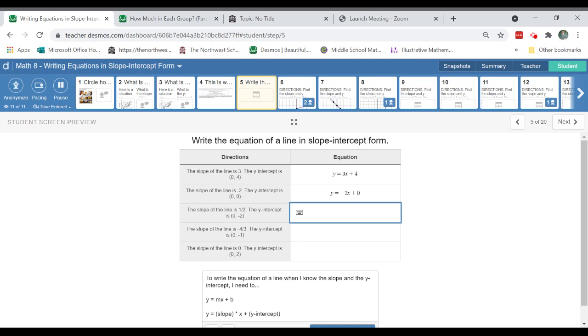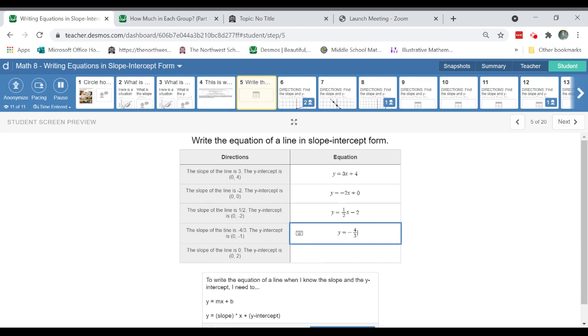Slope of the line is 1/2. The y-intercept is (0, -2). Y equals 1/2 x. And then you could do plus -2 if you wanted to. I like to make it easy for myself and just type -2. Next, the slope of the line is -4/3. So y equals -4/3 times x. The y-intercept is (0, -1). So it's going to be y equals -4/3 x and then -1 because the y-intercept is -1.